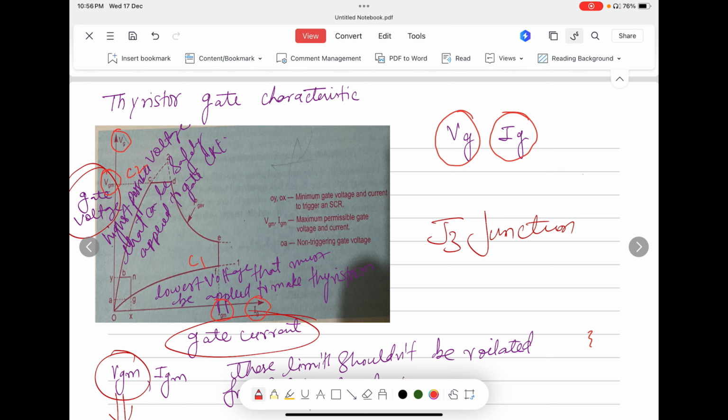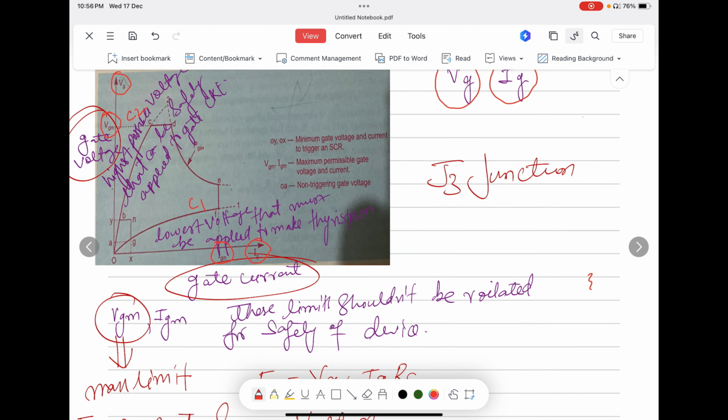While designing the graph or while doing in exam, we should remember it is plotted between the VG and IG, that is gate voltage and gate current. Also we can remember the maximum limit and the minimum limit. Then OY and OX are the minimum gate voltage and current to trigger an SCR, and OA is a non-triggering gate voltage.